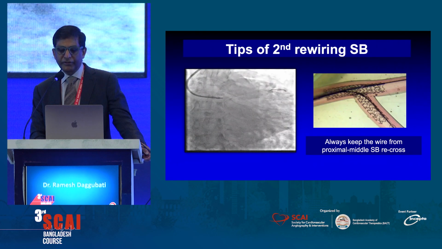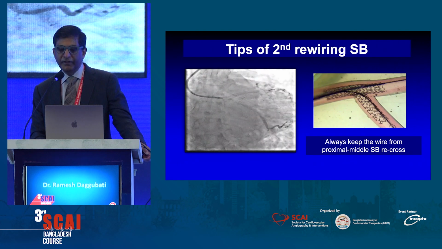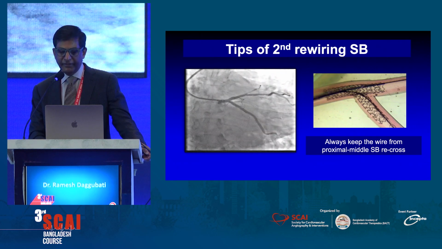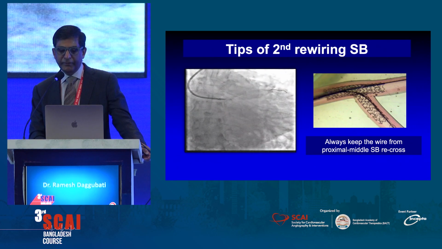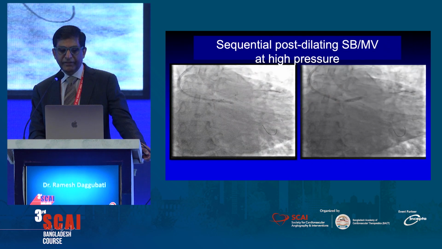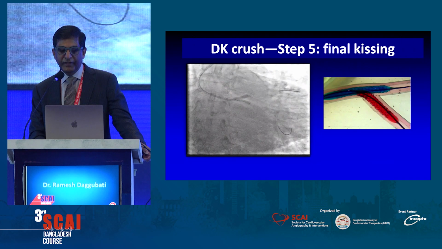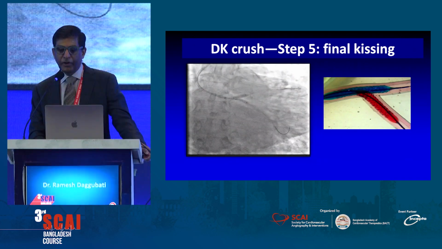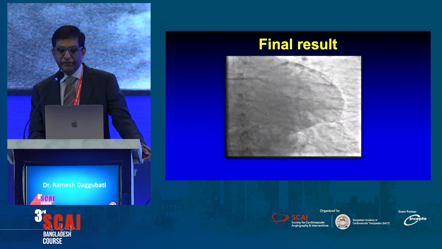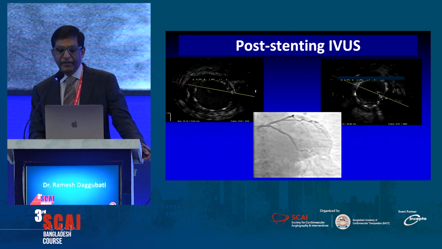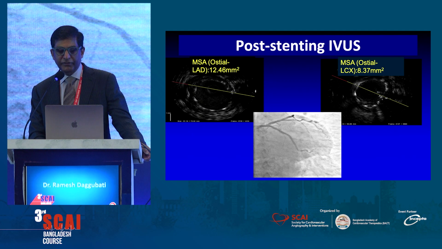Then you recross, whether it is proximal or middle cell in the side branch or the main vessel stent, you can recross into the side branch easily. And then sequential post-dilatation, as we discussed, at high pressure, and then final kissing balloon at the nominal pressures of the two stents. So then the final result is as shown here. This will be excellent results, and you can confirm that with IVUS, okay?